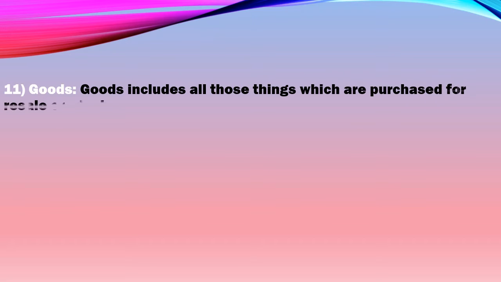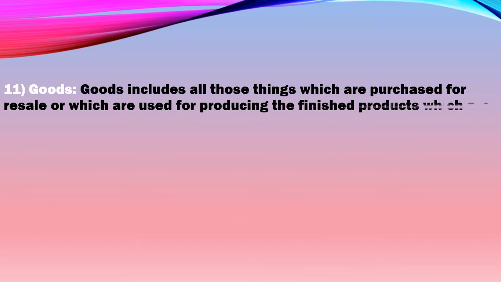Next we have goods. Goods includes all those things which are purchased for resale or which are used for producing the finished products which are meant to be sold. So goods includes those things which are purchased for resale, like furniture, like chair, table. For a furniture dealer, purchase of chair, table and other furniture items will be called goods. Or anything which is required for making finished products, like wood, plank, will be called goods.